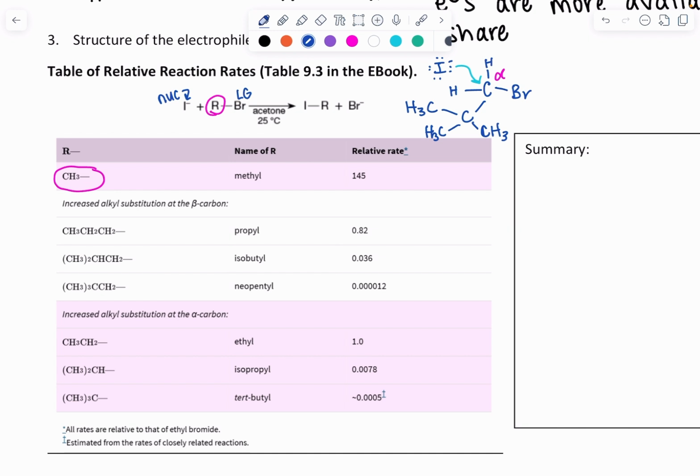But this is all with the CH2 as the alpha carbon, right? That carbon is still bonded to 2 hydrogens. If you add substitution to additional hydrogens there on the alpha carbon, that decreases the rate even further. Like if we were to make this one a CH3 as well, that would be even slower and it decreases quite a bit.